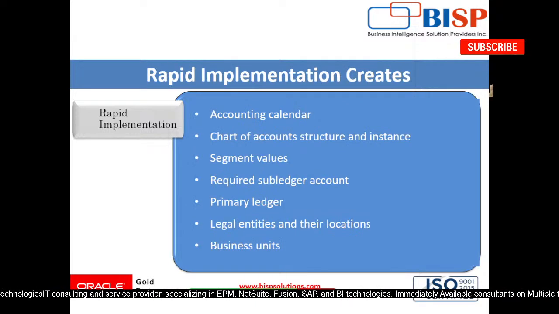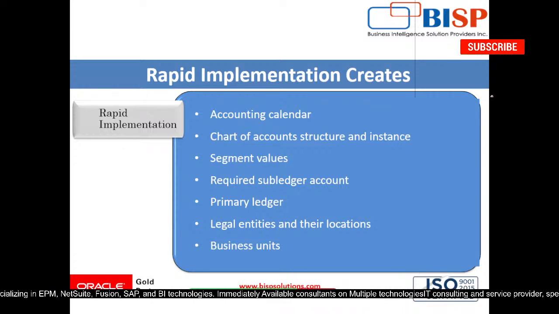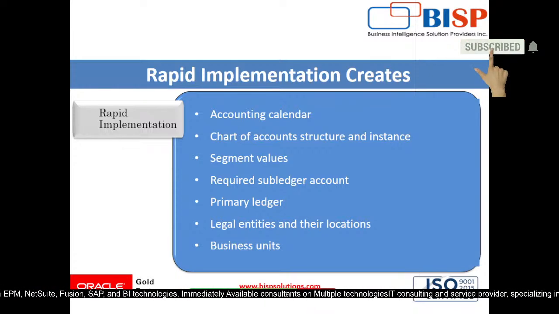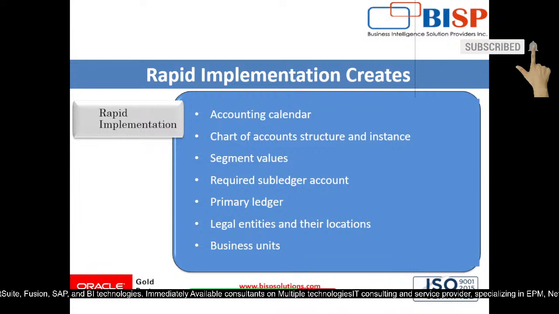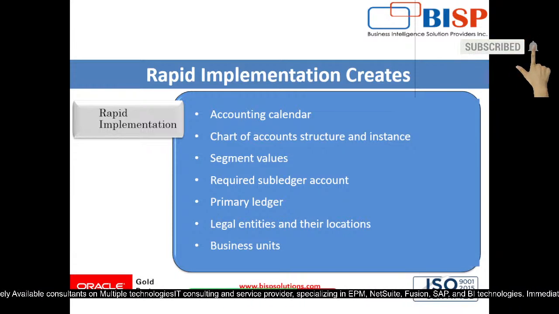Once the RI sheets are uploaded successfully in our application, it creates the accounting calendar, charts of account structure and instance, segment values, required subledger accounts, primary ledger, legal entity and their locations, and the business unit. So how can we achieve all these tasks using the rapid implementation functionality? Let's move to our application and we'll see how to implement this rapid implementation sheet functionality step by step.